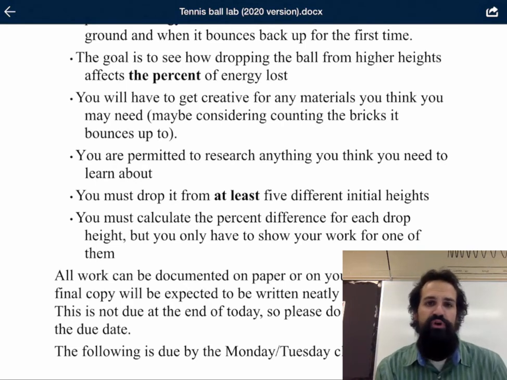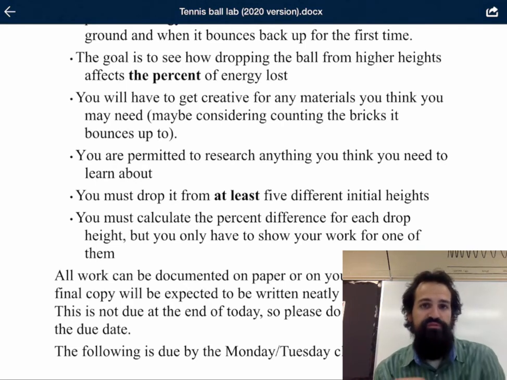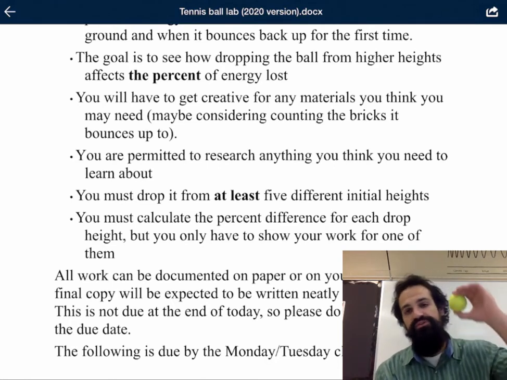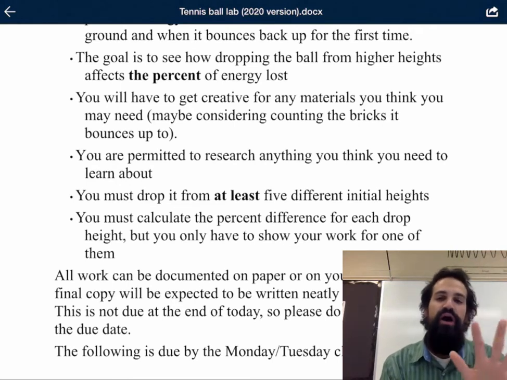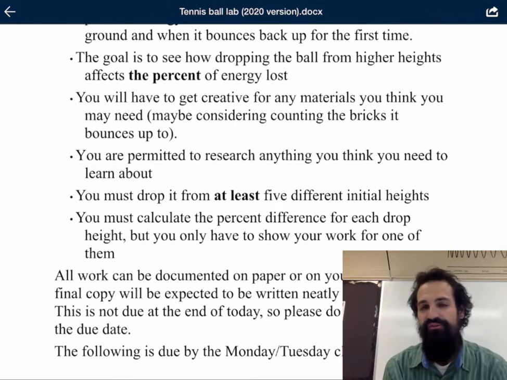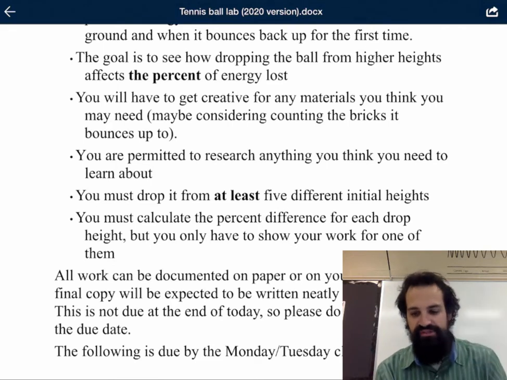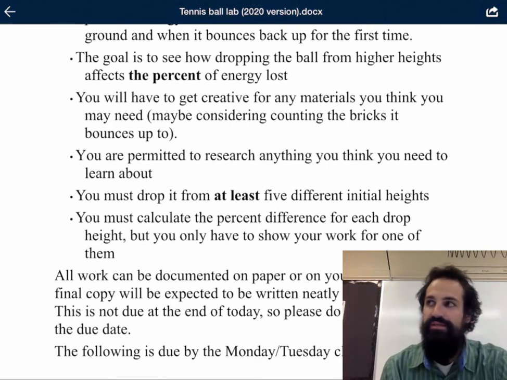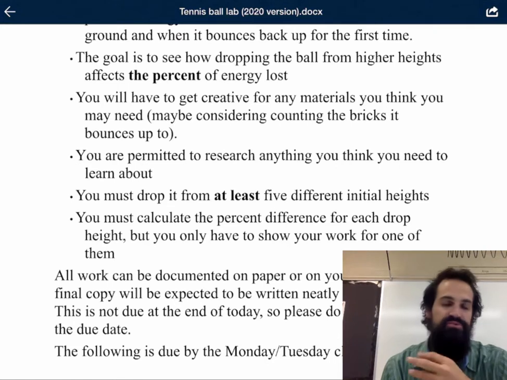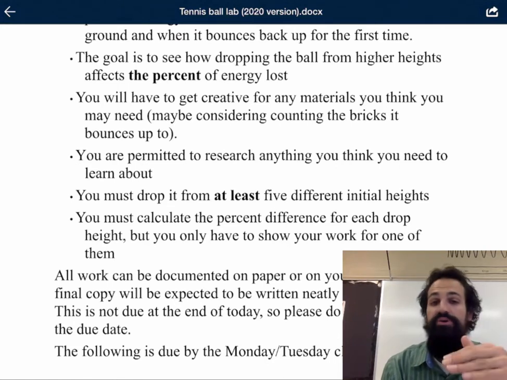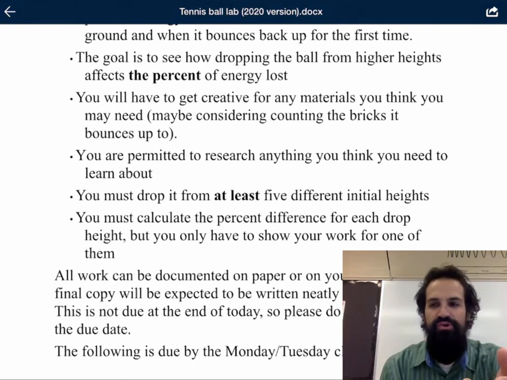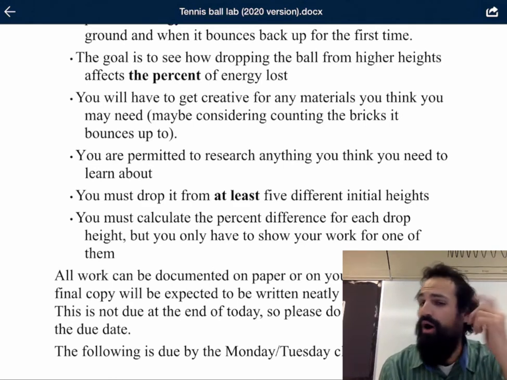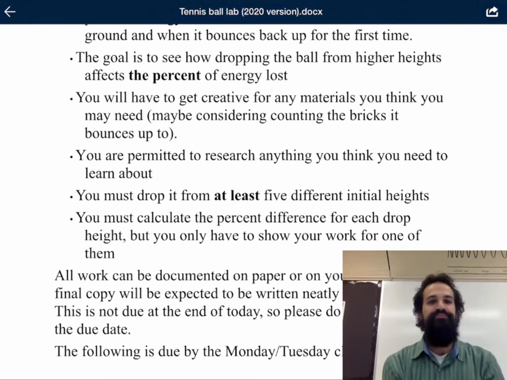You have to drop it from at least 5 different heights. So I'm going to drop it from 12 inches, 24 inches, 36 inches, 48 inches, and 60 inches. I have 5 different heights. And that should be enough to give me a good graph to see if there is a trend and to see if dropping it from a higher height does result in more energy being lost, smaller percent of energy being lost, or the same percent of energy being lost. And at this point, you should also be making a prediction or hypothesis about what that's going to be.